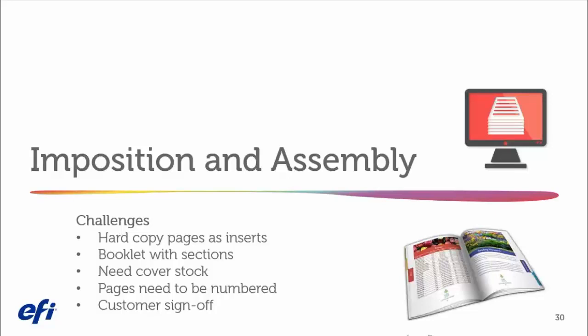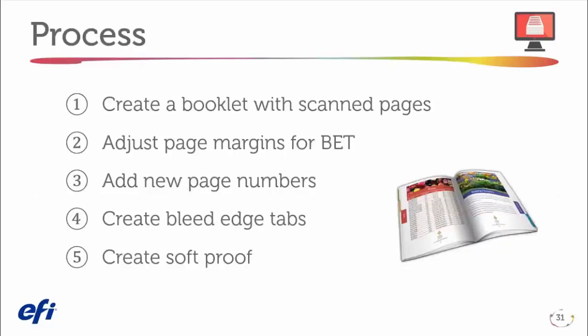Okay, the next challenge is heavy cover stock, and also pages need to be renumbered. And also the customer requested to sign off on the job before we start production. To resolve those challenges, we identified 5 steps for our pre-press process. 1, create a booklet with scanned pages. 2, adjust page margins to accommodate the bleed edge tab creation. 3, add new page numbers. 4, create bleed edge tabs. And 5, create soft proof.